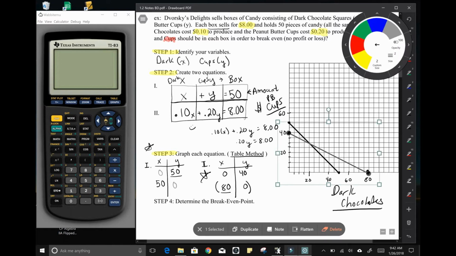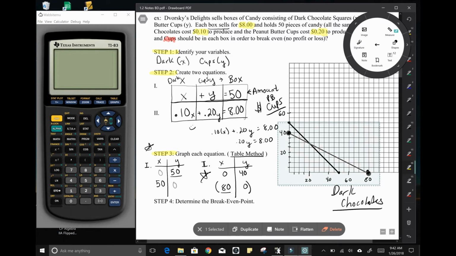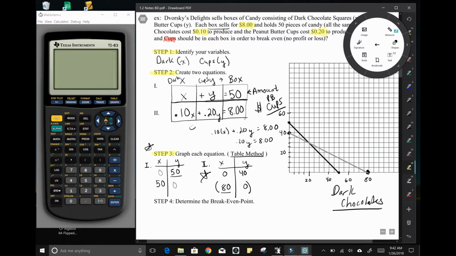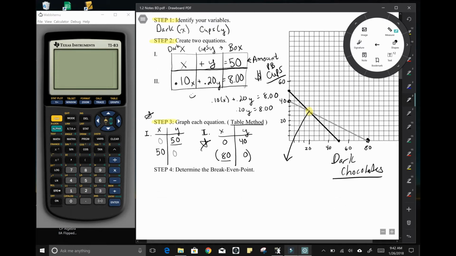Bada bing, bada boom. And just like before, where they intersect is your solution. Where they intersect right there is your solution. And in our case, that's what we call the break-even point. So at the point it looks to be over 20, up 30 is the break-even.